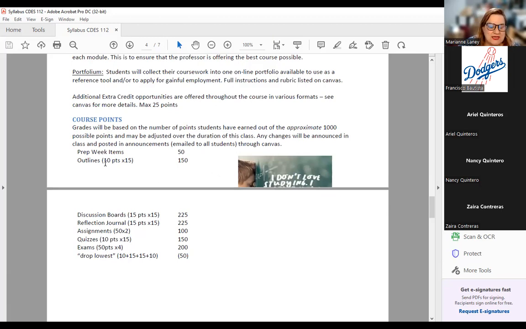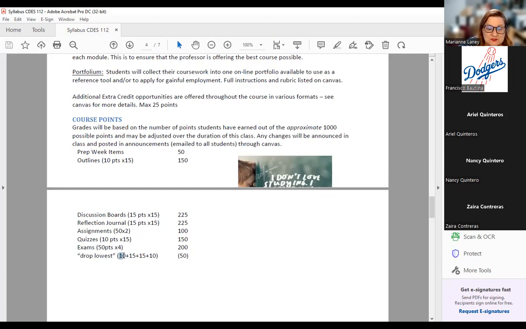So again, our outlines, we have 10 points times 15 chapters, 150. Again, maybe you're getting a few extra points on 10. Maybe you got an 8 this week. Big deal, right? It's all about averaging, right? Discussion boards, 15 points at 15 chapters. Reflection journals, 15 points at 15 chapters. 2 assignments at 50, 10 quizzes at 15, 4 exams at 50, and then this drop lowest.